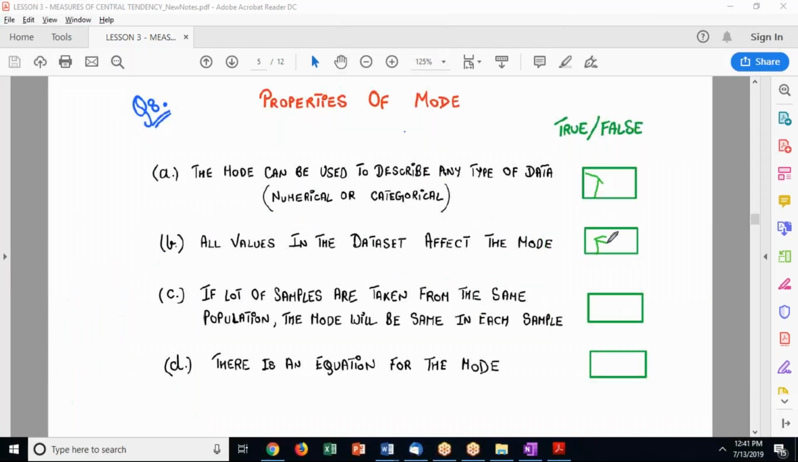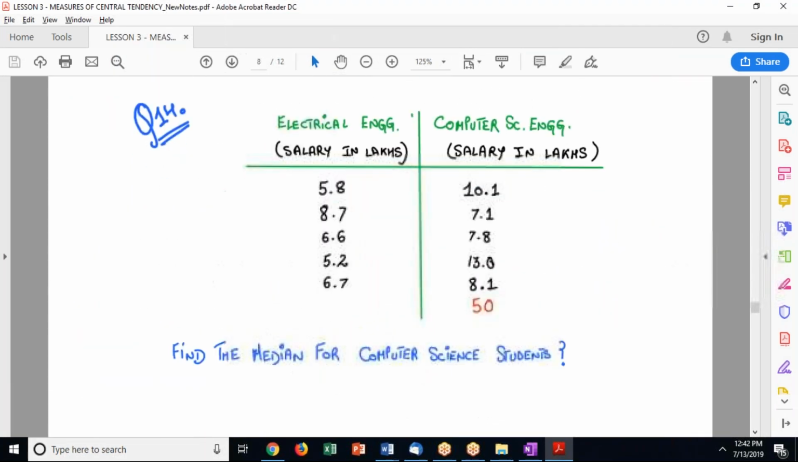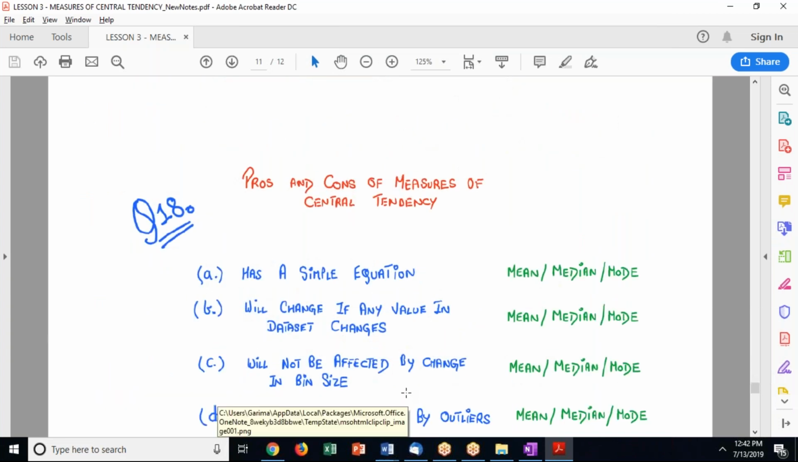Let's move on. So this is true. You got it right. If a lot of samples are taken from the same population, the mode will be the same for each sample. How about this? False, right? If you take multiple samples from the population, it does not mean that the mode will be the same in all the samples. That's very rarely true. There's an equation for the mode? No, there's no equation for the mode, so this is also false. So only the first option is true. Everything else is false. Fair enough. Now there are a few very good questions coming up towards the end.